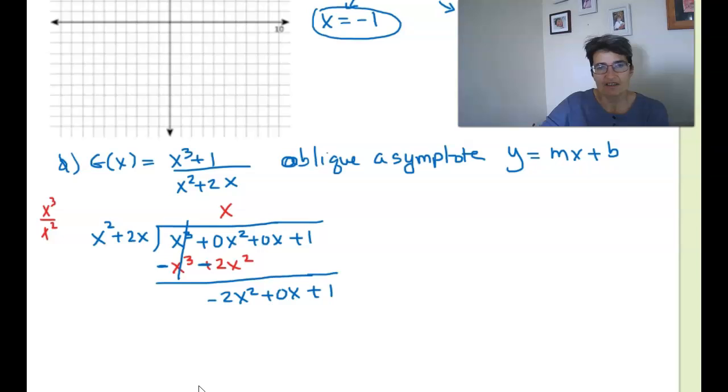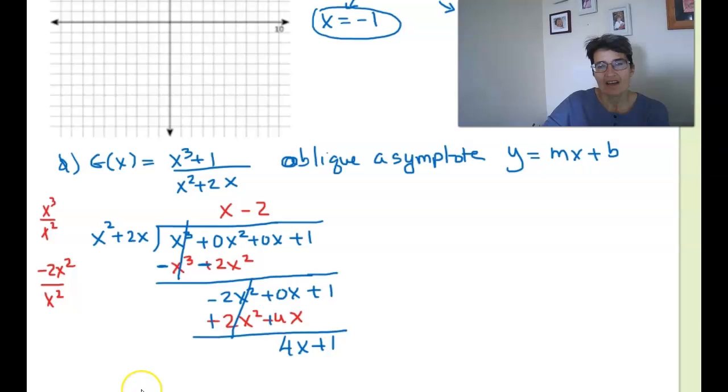We're going to take this leading term here, -2x squared, divided by this leading term here. We get -2. So that's the next part of the answer. This multiplies both of these terms. So we have -2x squared minus 4x. Subtract this from the top. So subtracting a negative means plus. These cross out. This gives me 4x plus 1. Alright, so now we're done because this degree is smaller than that degree. It's kind of like this number is smaller than this one. So this is the remainder.